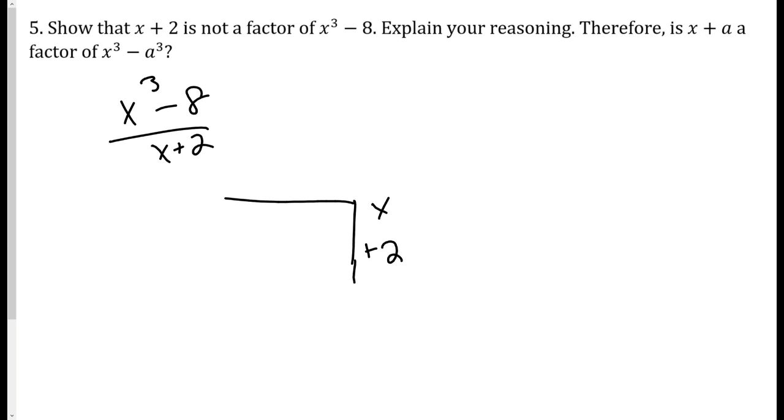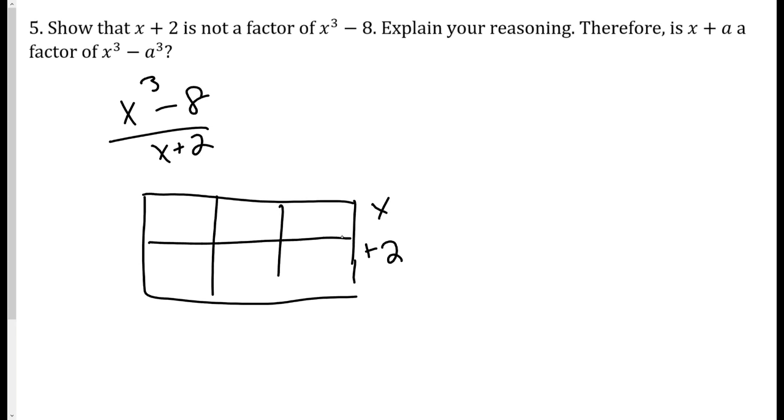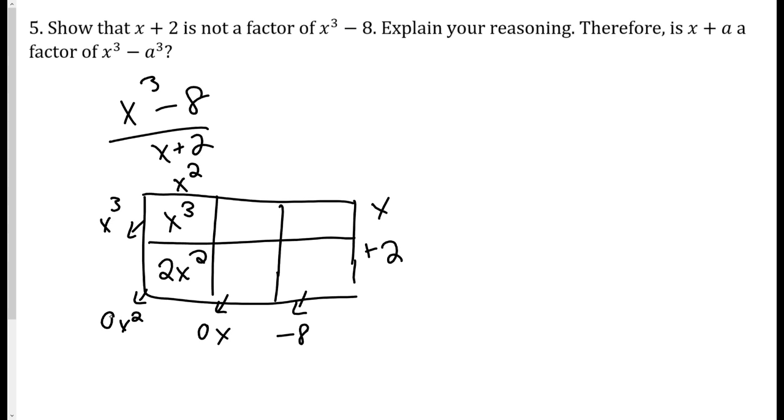It's up to you. X cubed divided by x is x squared. So I'm going to have an x squared term, an x term, and a number term. I get out x cubed. I need to fill in the missing terms: 0x squared, 0x, negative 8. What times x gives me x cubed? X squared. X squared times 2 is 2x squared. I want 0x squared, so I'm going to have to put a minus 2x squared there.